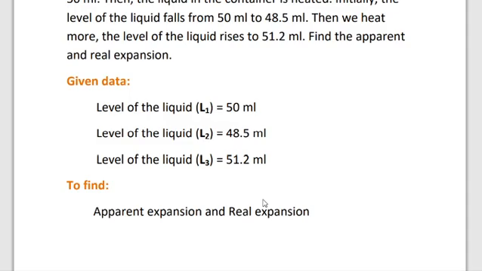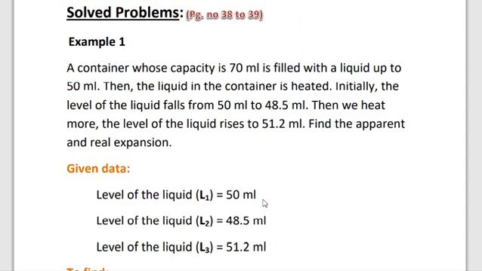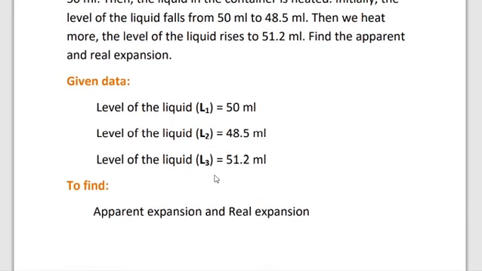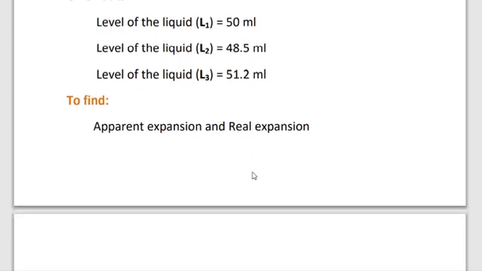Now we go to the problem. What are the given data in example 1? First, the level of the liquid L1 equals 50 ml, then the level of the liquid L2 equals 48.5 ml, then the level of the liquid L3 equals 51.2 ml. So this is the initial level of the liquid, 50. When we heat, it reduces the level to 48.5. Then again we heat, it expands more than 50, that means 51.2 ml.